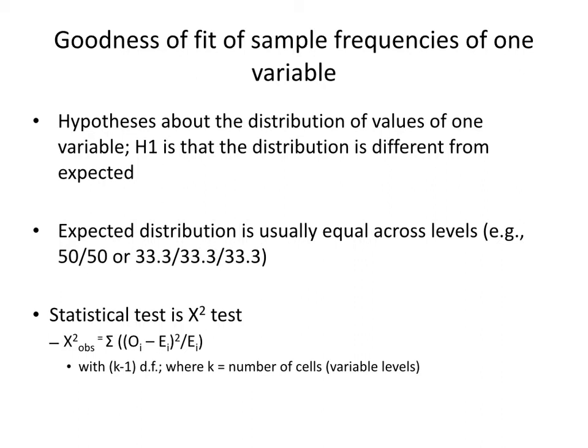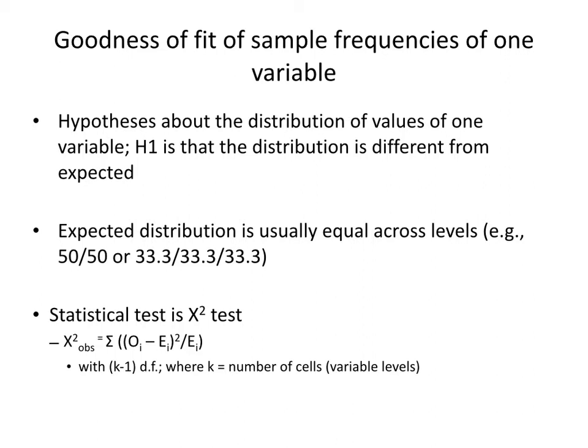So the appropriate statistical test for this is chi-squared. And chi-squared is calculated as shown here. The chi-squared observed is equal to the sum of the observed frequency minus the expected frequency in a cell, that quantity squared, divided by the expected frequency in that cell. And chi-squared is distributed over different degrees of freedom depending on the number of categories. So the degrees of freedom is k minus 1, where k is the number of categories.